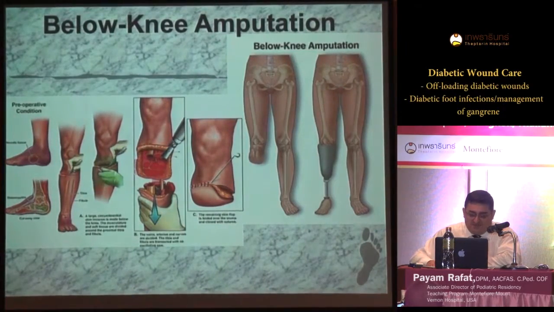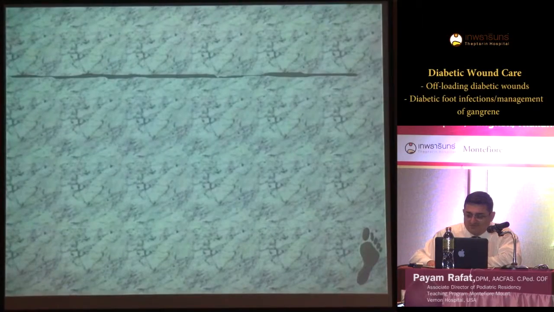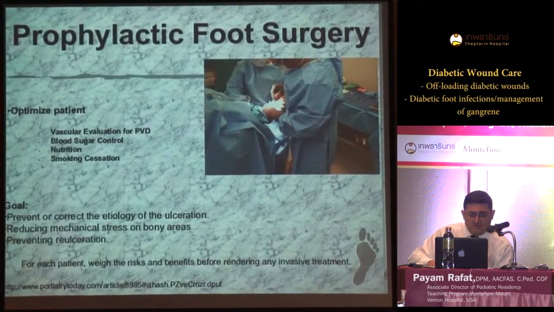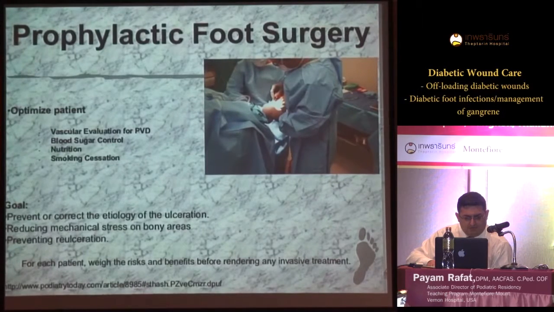Unfortunately, sometimes people need to go on to have higher level amputations, below the knee or above the knee amputation. So prophylactic surgery may be an option for some patients to try to prevent these problems. We need to optimize our patients before we do so. We need to make sure that their vascular status is intact, good blood glucose control, nutrition, smoking cessation. Basically, the goal is to prevent or correct the etiology of the ulceration, reduce mechanical stresses on the bony areas, and hopefully try to prevent reulceration.